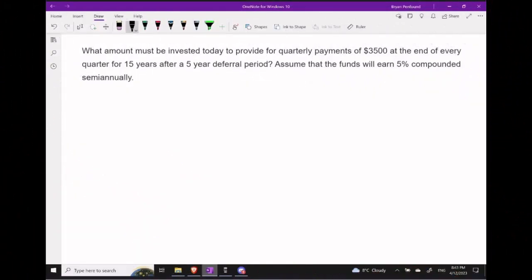What amount must be invested today to provide for quarterly payments of $3,500 at the end of every quarter for 15 years after a 5-year deferral period? Let's assume that the funds are going to earn 5% compounded semi-annually.